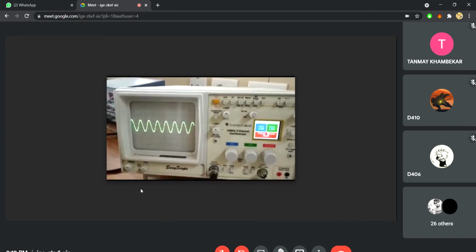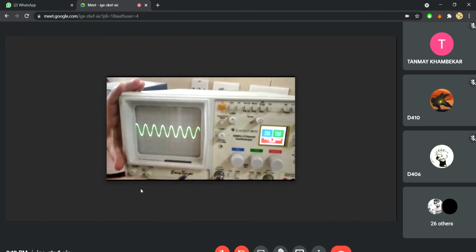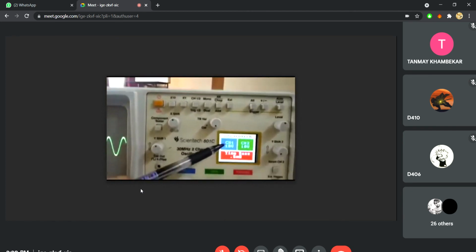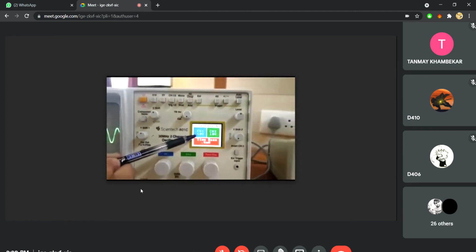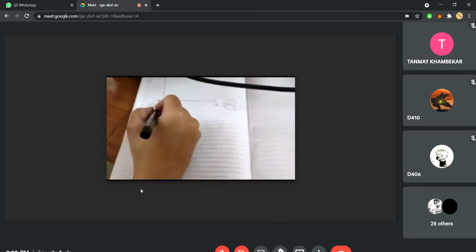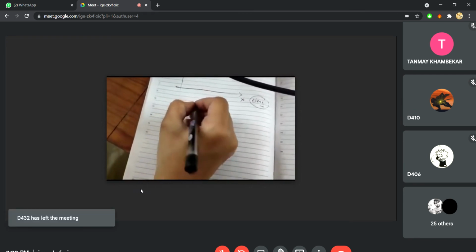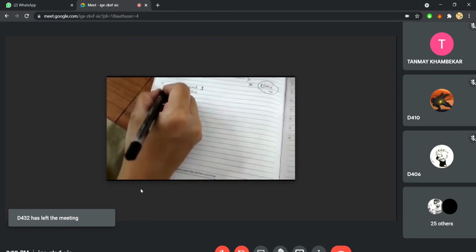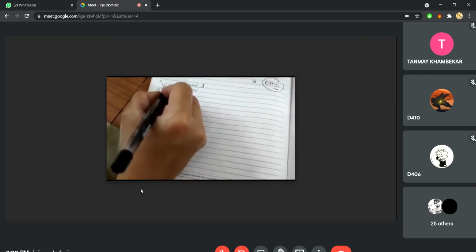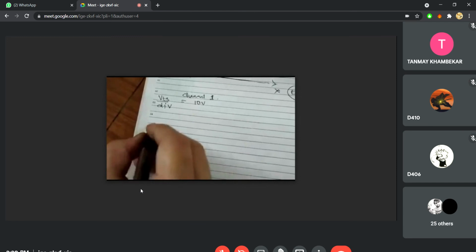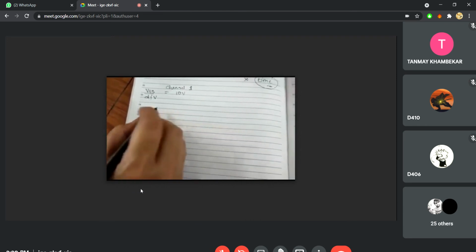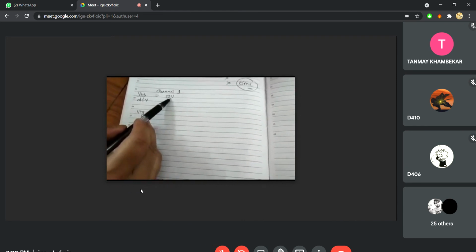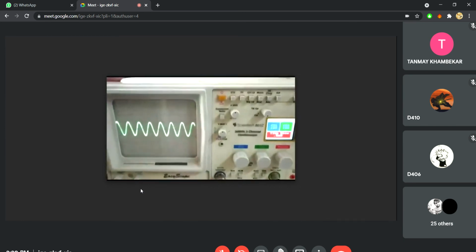While measuring on the CRO, you have to see two things. I have given the signal to channel 1, and channel 1 is giving me 10 volts as the value. Just see channel 1, it has given me a 10 volts value. This value is volts per division. But now I want the voltage, so what do I have to do? I will multiply this value with the number of divisions. From where will I get the number of divisions?